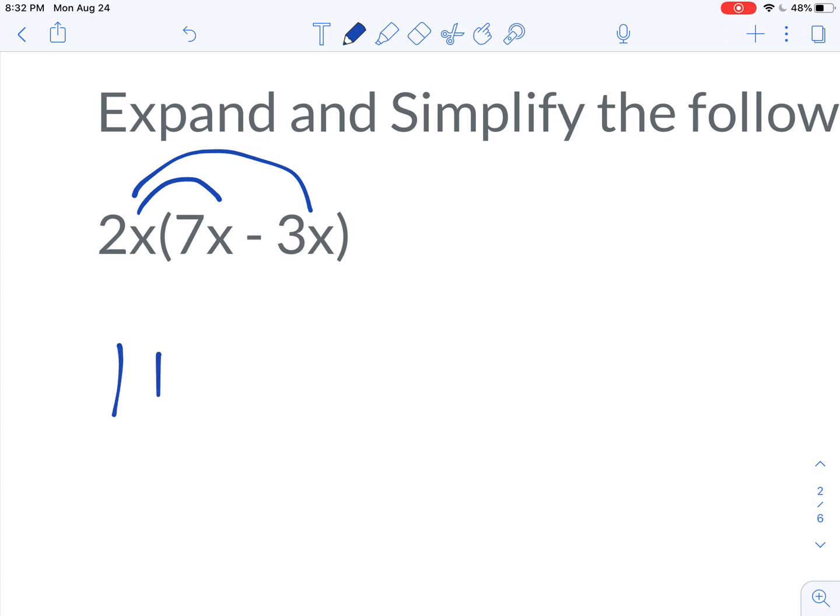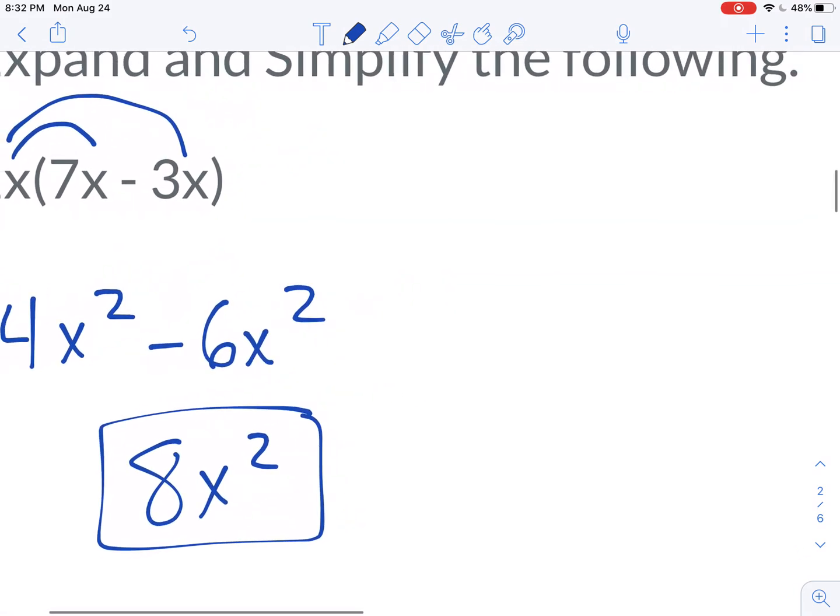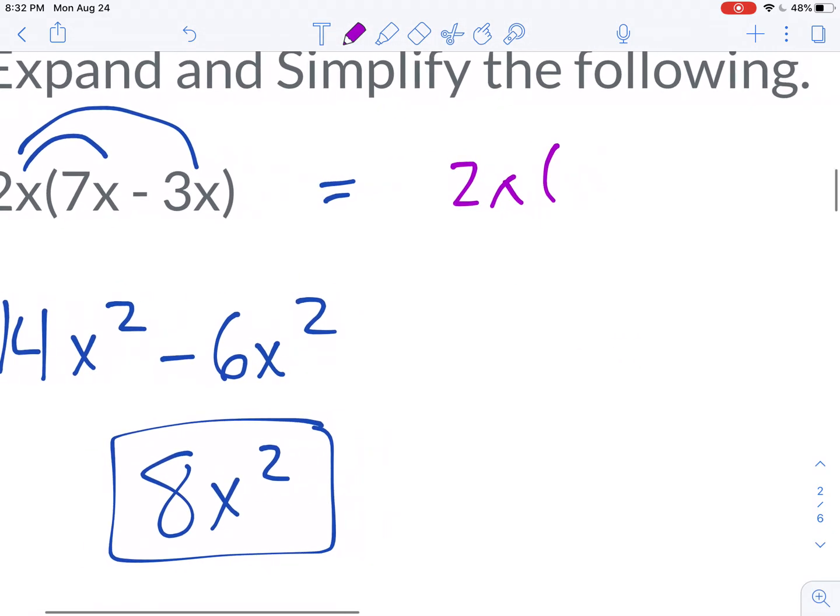So I will turn this into 14x squared minus 6x squared. I've got like terms here of x squareds, that 14 and that 6, so I can turn this into 8x squared. Obviously, I could have made this a lot better. I could have actually done my order of operations like a real mathematician would have. I would have called that 2x times 4x, and I would have called that 8x squared. I would have gotten the same answer.